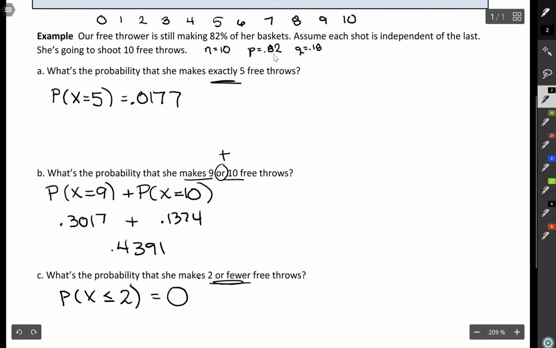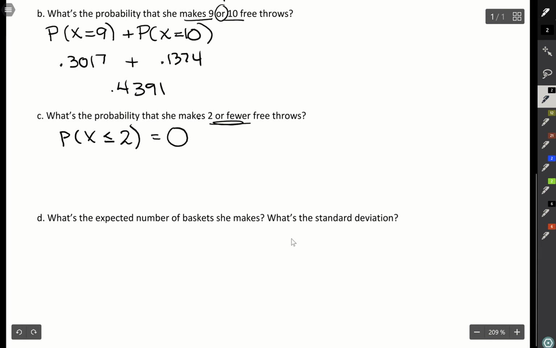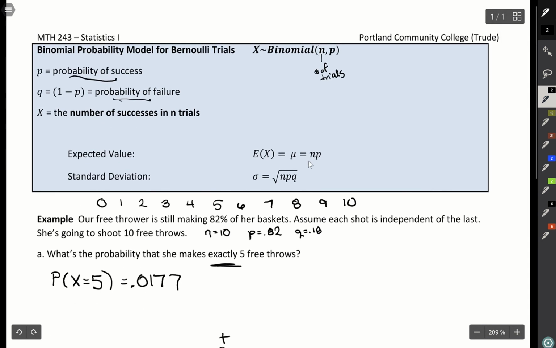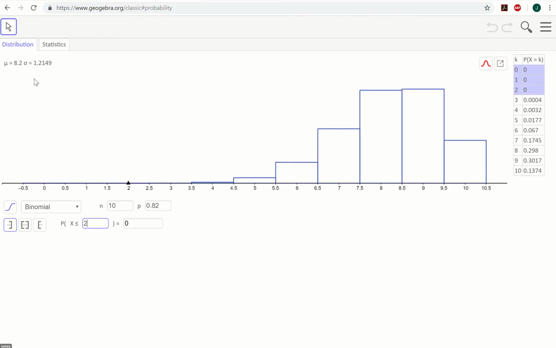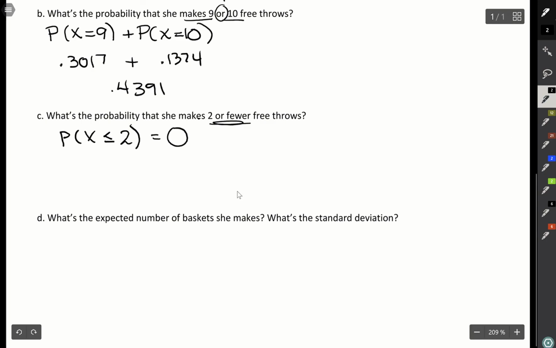What's important is having your number of trials and probability of success set up to get those values. For expected number and standard deviation, there are these formulas up above, but if you're already in GeoGebra, it actually gives it to you in this upper left-hand corner. You can see a mean of 8.2 and a standard deviation of 1.2149. So you can just grab those values from there, but if you use the formula, you can get these same numbers out.